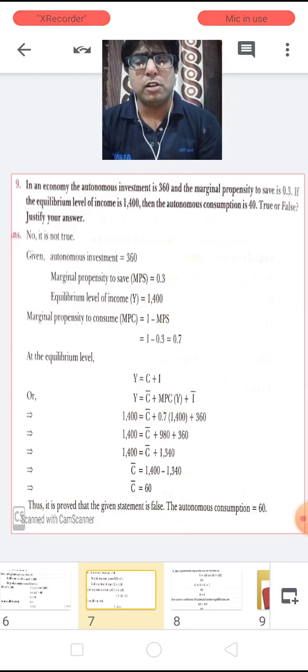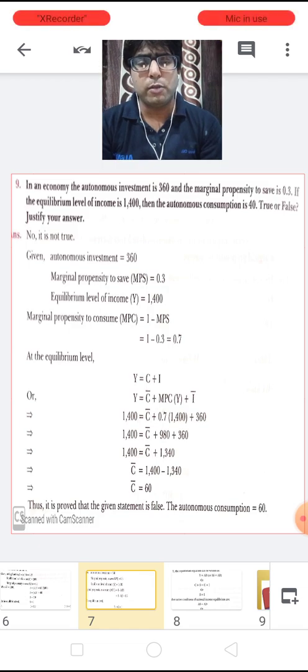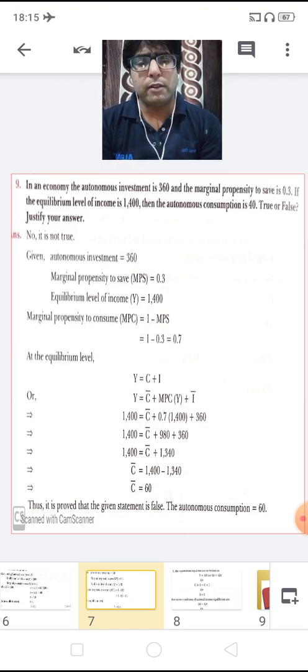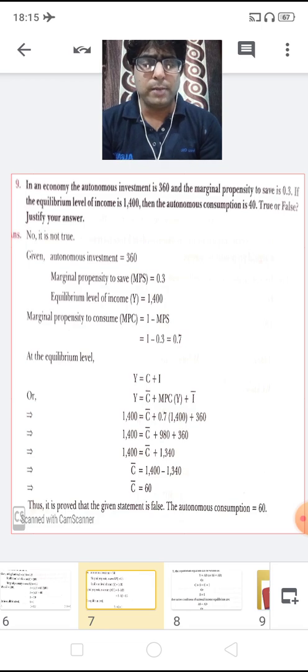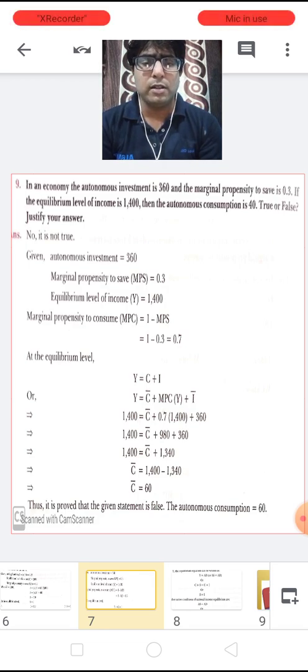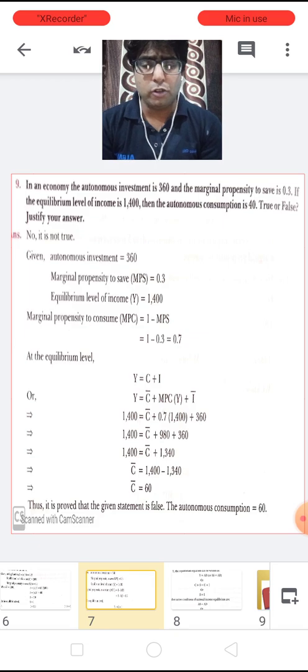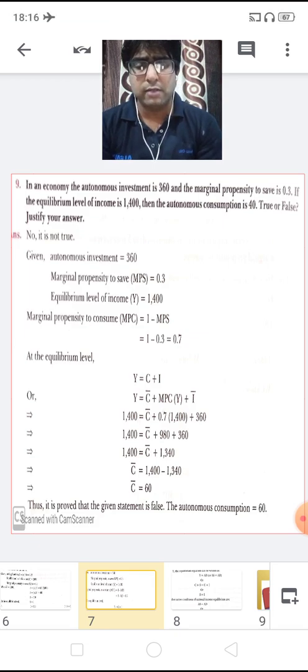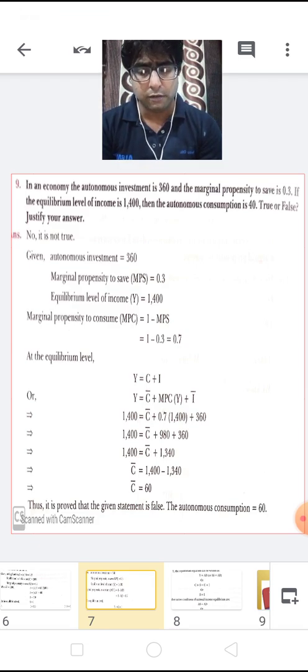In an economy, the autonomous investment is 360 and the marginal propensity to save is 0.3. So if the equilibrium level of income is 1400, then the autonomous consumption is 40. It has been asked whether these given values are true or false, and again we have to justify our answer. So we are going to write down what is given to us. The autonomous investment is 360, the value of MPS is 0.3, and the equilibrium level of income is 1400.